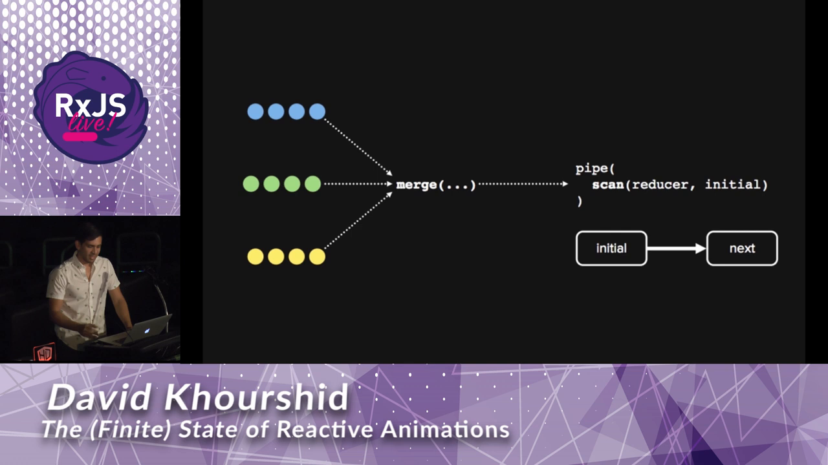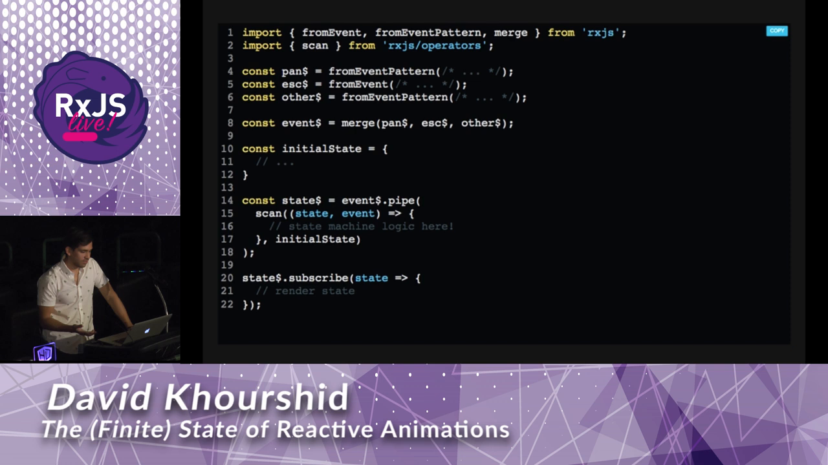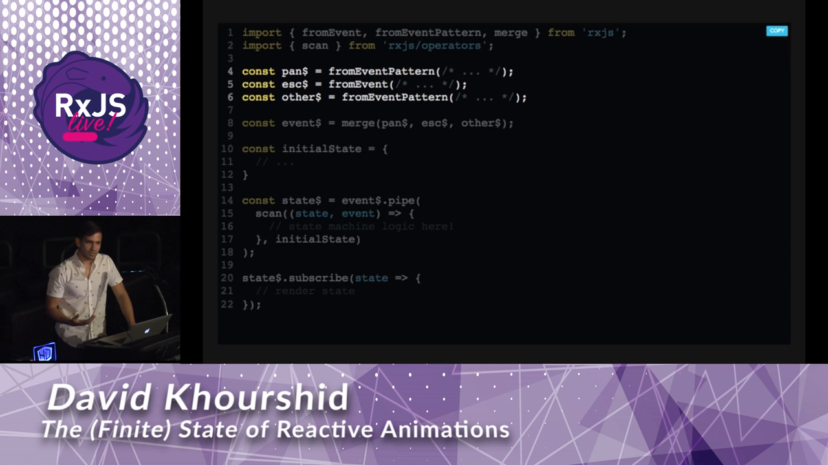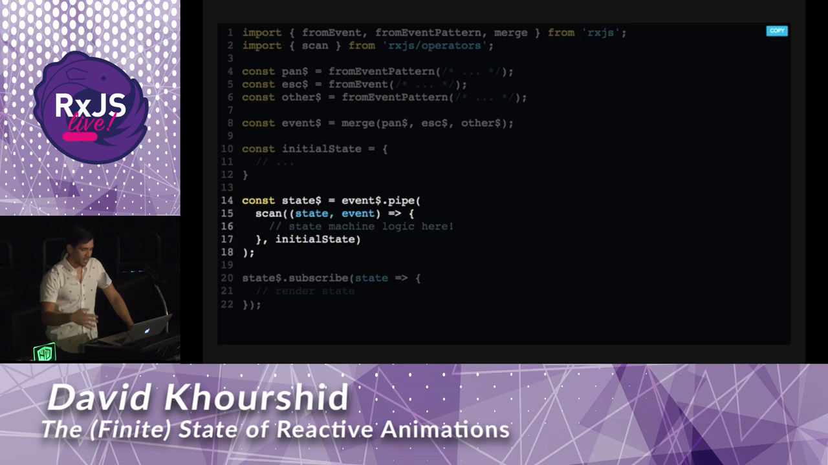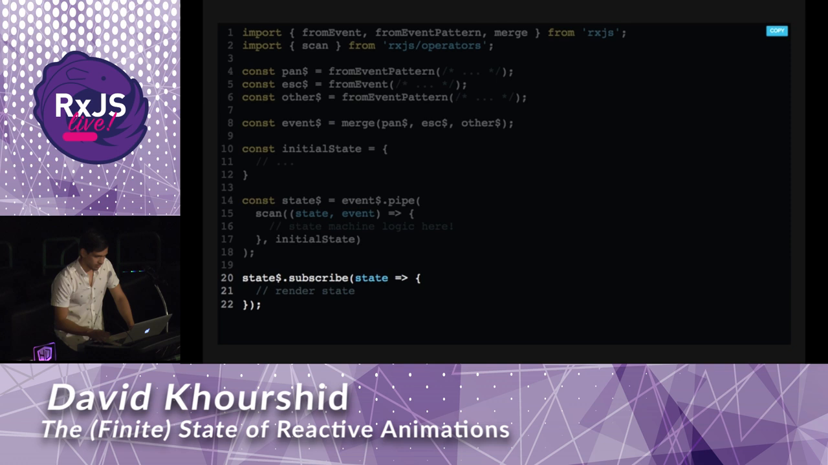That's where a lot of my animations slowly evolved to, where I would have multiple streams of events, such as a pan or key press or anything else. I would merge these events together, and then based on some initial state, using the scan operator, I would determine what the next state is based on the events that came in from the stream. And then I would just subscribe and have those values rendered out or sunk in some sort of way.